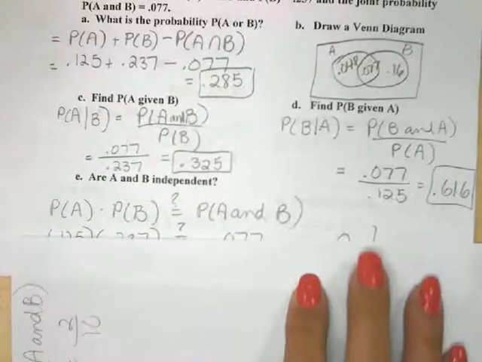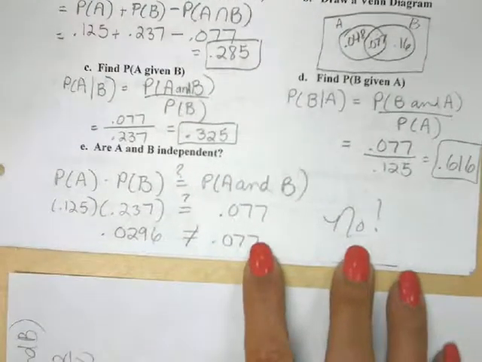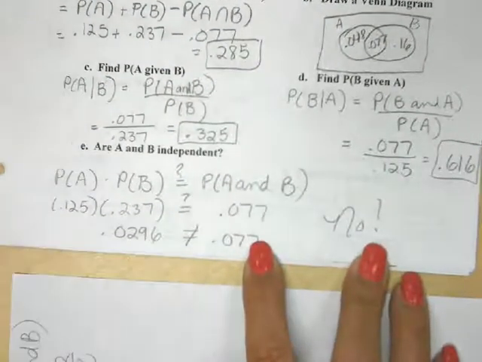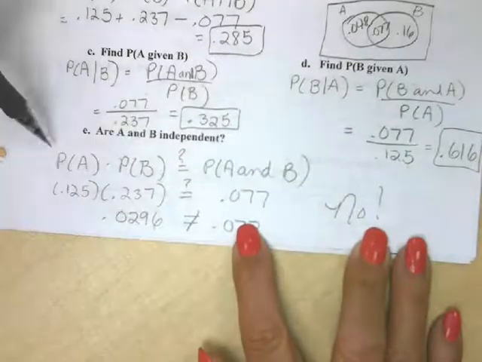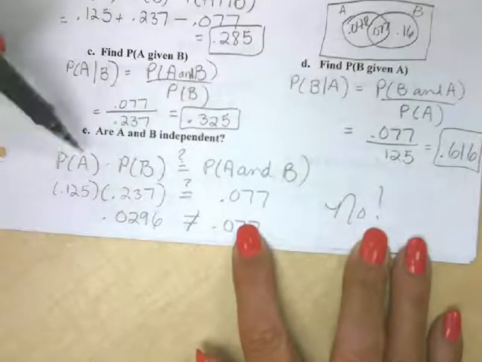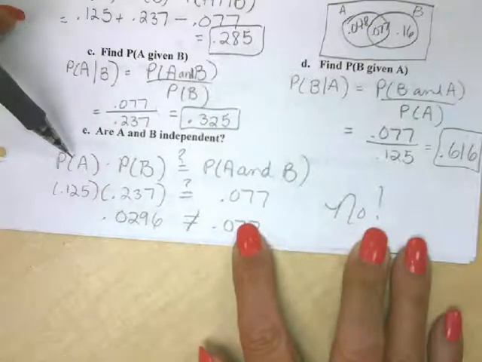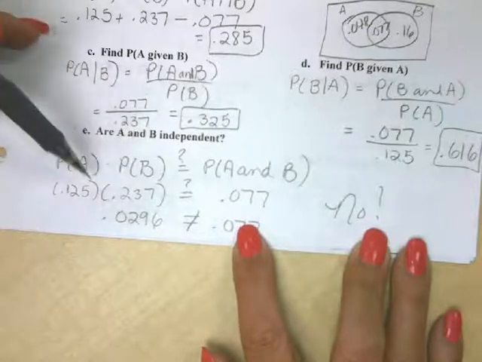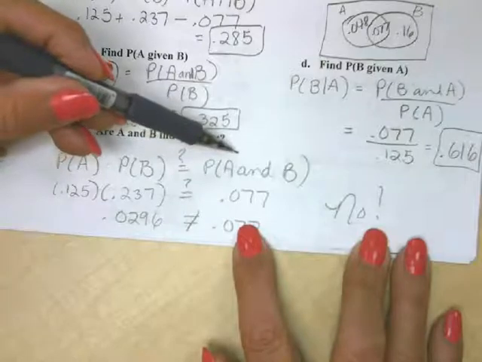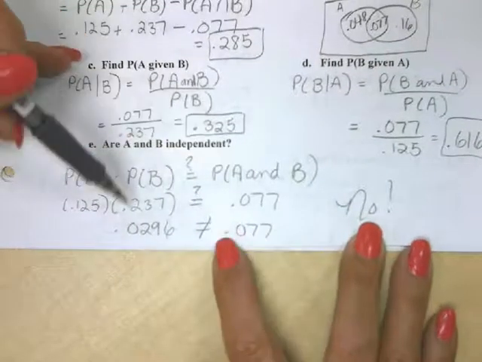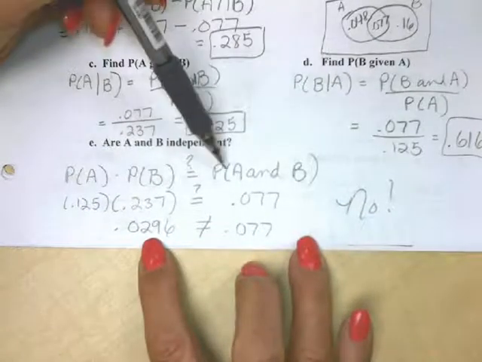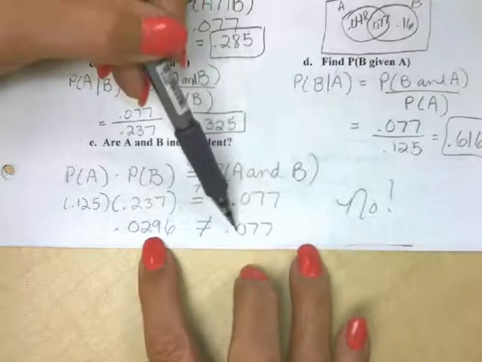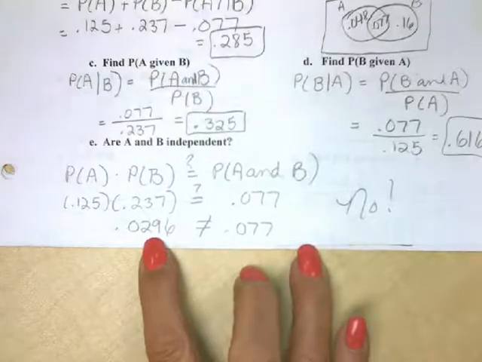Now, if I want to look at whether A and B are independent, remember I can do this little test. I can figure out what the probability would be if I multiply these two together. If the two events are independent, the probability of A times the probability of B should be the same as the intersection probability. Now, when we multiply these together, we find out we get about 3%. In reality, the intersection is 0.077 from the given information about the joint probability.